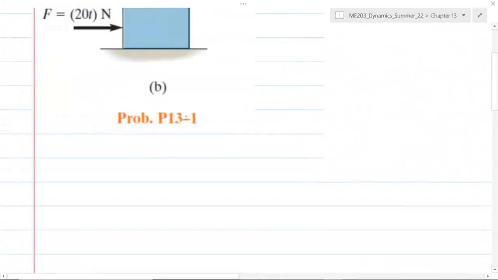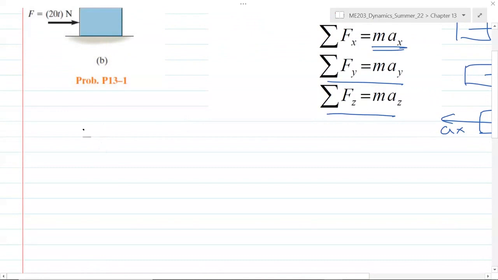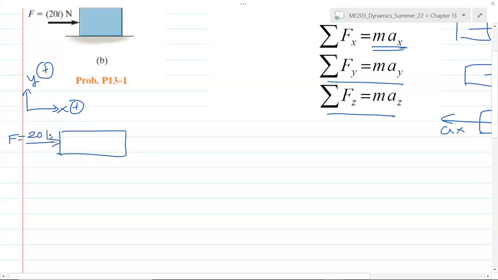Okay, so let's apply. We'll follow the same steps as we have discussed previously. First step is we define our coordinate system. So we say that the x-axis is right and the y-axis is going up, positive respectively. Next step is we draw the free body diagram. So we indicate the externally applied force, which is 20 times t. So the force is a function of time. Another force that we need to include here is W equal to mg, which is the weight of the block.